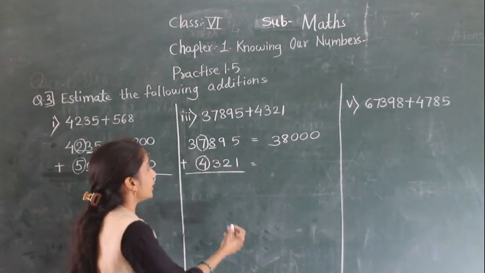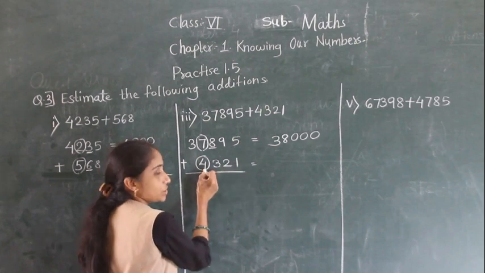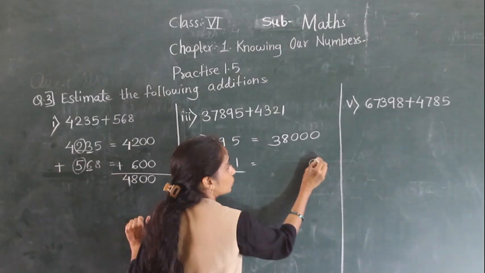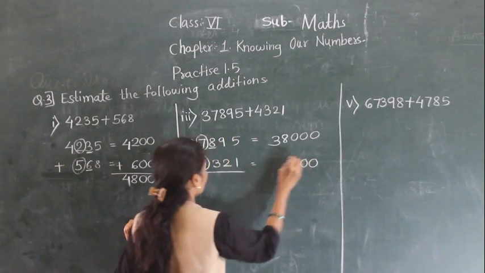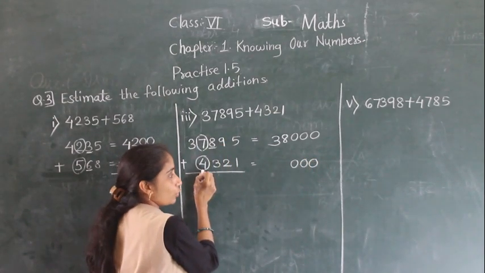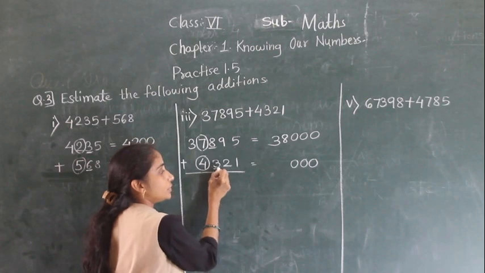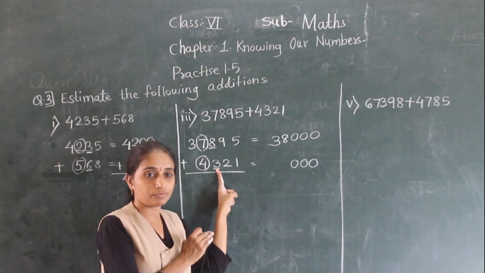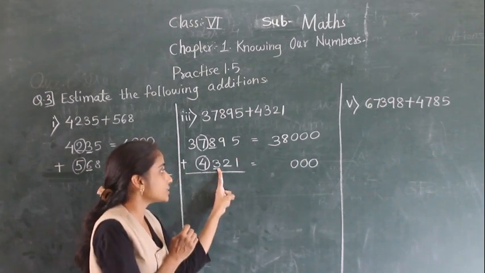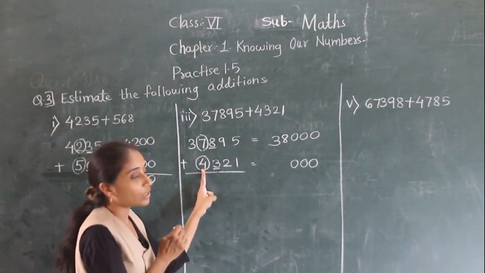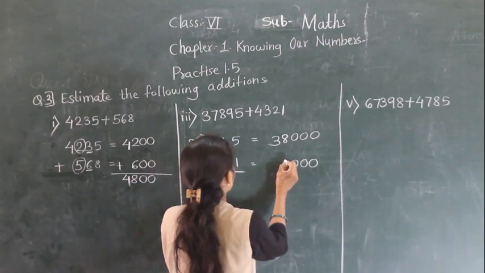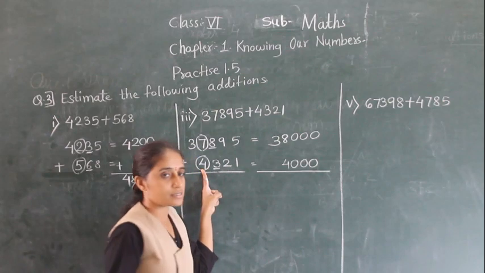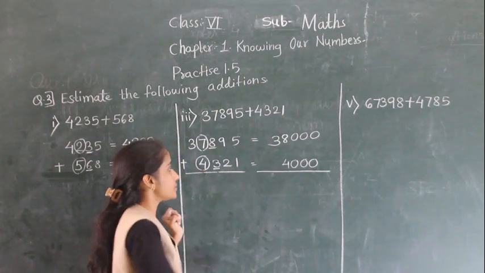Understood, everyone? Then next. This digit we are going to round off. So 1, 2, 3. 3 zeros we are going to put first. This digit we are going to round off. So check the digit from here. Now this digit is less than 5. So this number will not change. This digit will be as it is.